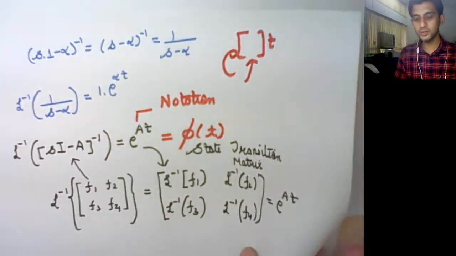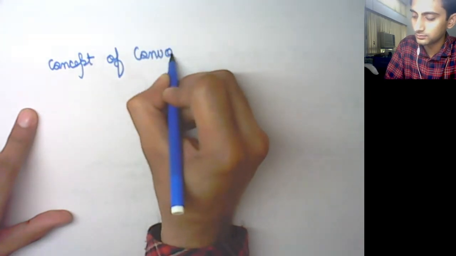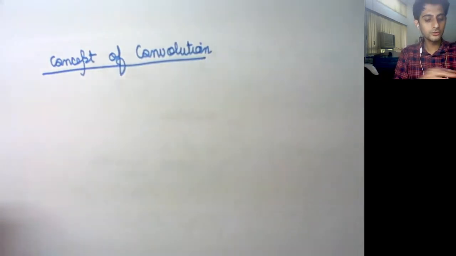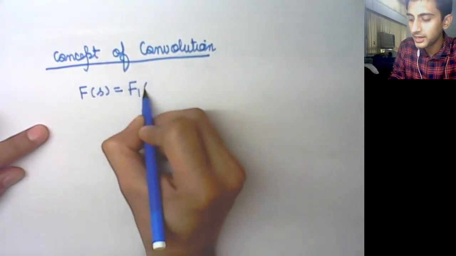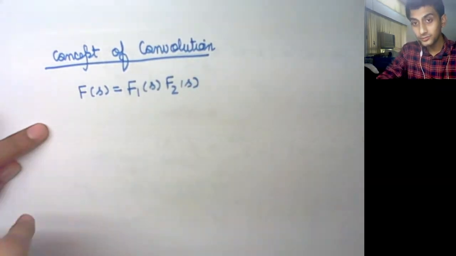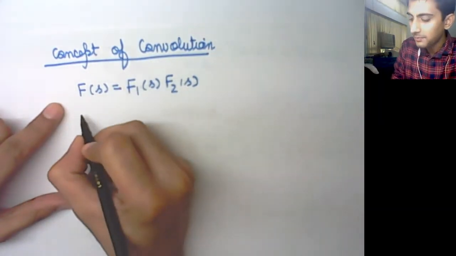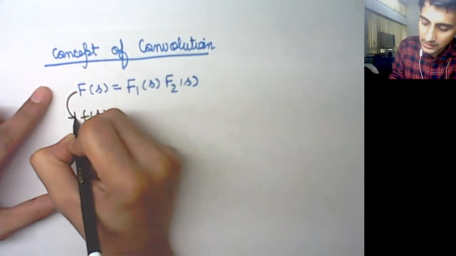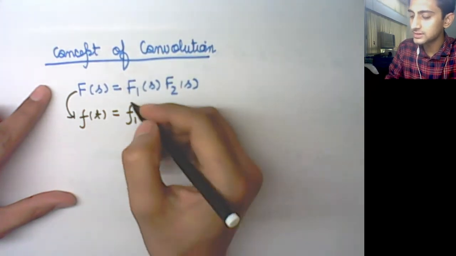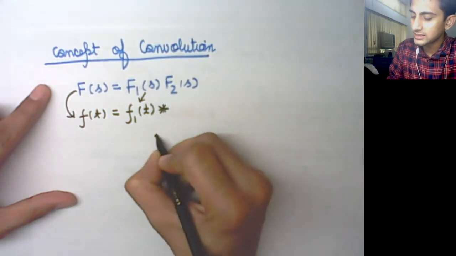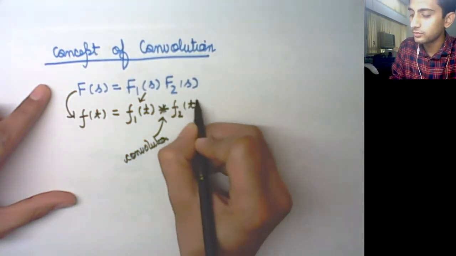For that, we will use the concept of convolution. Suppose you have a function F(s), which is given by a multiplication of two functions, F1(s) and F2(s), and you have to take the Laplace inverse. Then the Laplace inverse of F(s), which is f(t), will be equal to the convolution between f1(t), which is the Laplace inverse of F1(s), and the Laplace inverse of F2(s), which is f2(t). This is a special sign representing convolution.